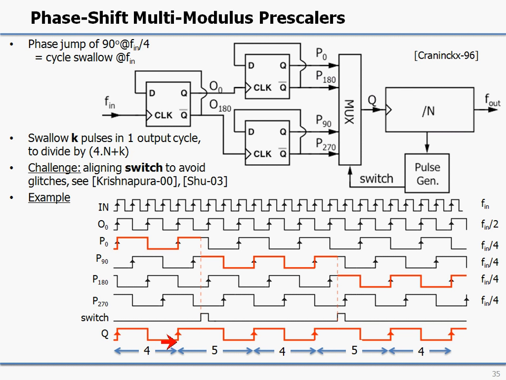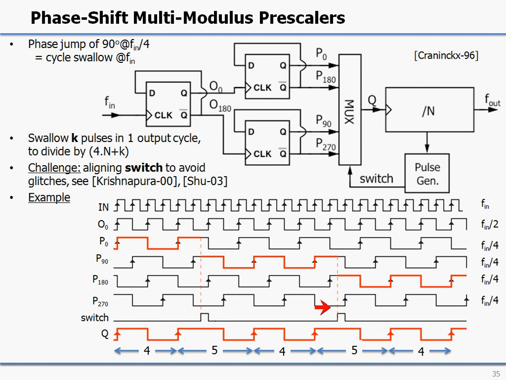Then for 1 cycle here, what happened is that there is a switch signal impulse coming in, and what it forces the mux to do is to switch at this point between the P0 waveform and the P90 waveform. What this does is it delays this falling edge by exactly 1 cycle of the input frequency. So that means actually that now there are 5 cycles between this rising edge and this rising edge. So we divided by 5, or we basically swallowed 1 additional input cycle for every switch signal here.